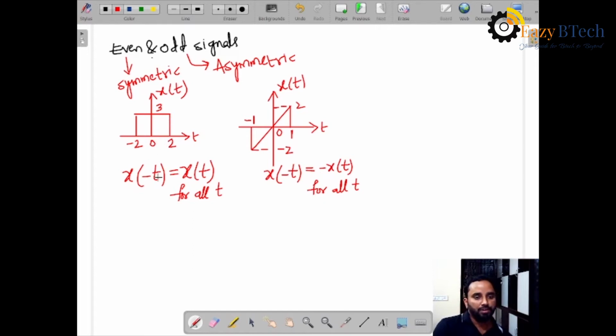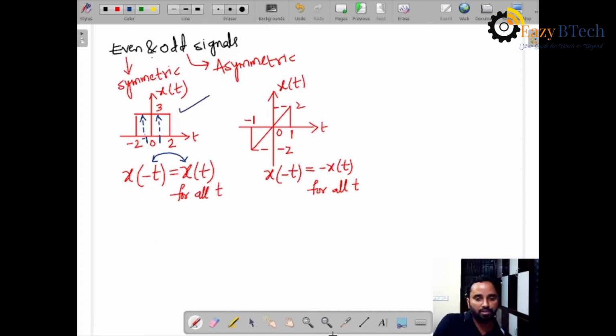For example, take t equal to 1. At t equal to 1, what is the value of the signal? 3. And similarly check at -1. T is 1, so minus t means -1 now. What is the amplitude? Again 3. So 3 is equal to 3. Same. So for every time, x of -t and x of t must be the same. Then it is an even signal.